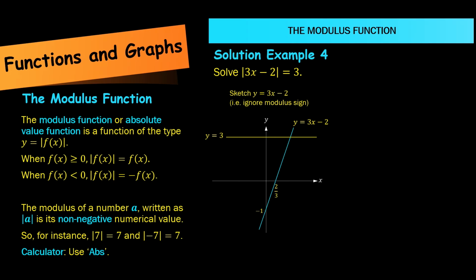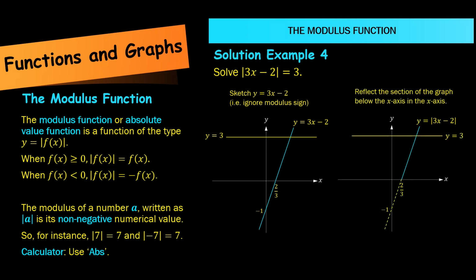So clearly there's one solution here. However, this is the solution for y equals 3x minus 2, not y equals mod 3x minus 2. So let's sketch y equals mod 3x minus 2. We need to reflect the section of the graph which is below the x-axis in the x-axis. This has been indicated by a blue dotted line, and reflecting it gives us the graph as shown.